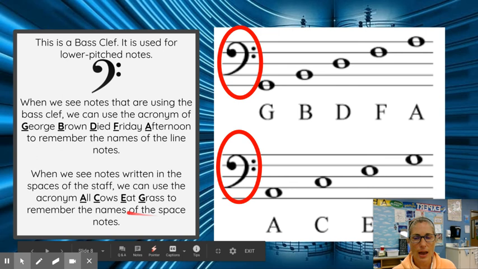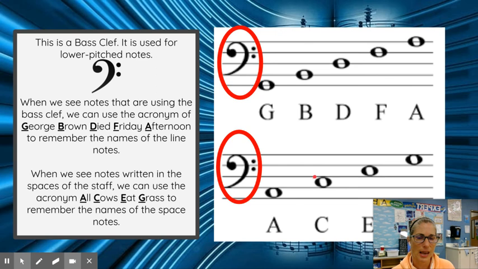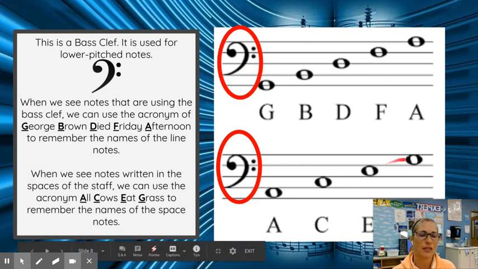An acronym for that is All Cows Eat Grass. So that's a way to remember the names of the bass clef notes. So remember when it was treble clef, it was F-A-C-E. In bass clef, it's A-C-E-G instead.